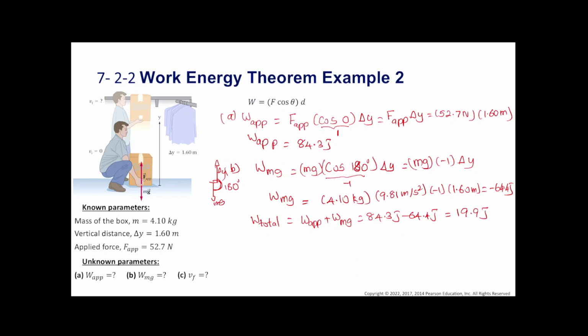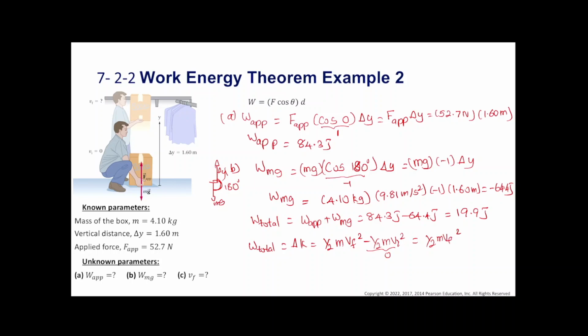Now we know that according to the work-energy theorem, the total work done is equal to the kinetic energy difference, which is W total equals delta K, or half m V final squared minus half m V initial squared. Now we know that V initial is 0 because it starts at rest. Therefore this term goes to 0, and it is half m V final squared.